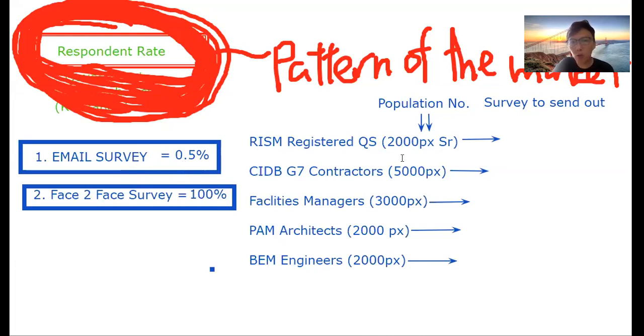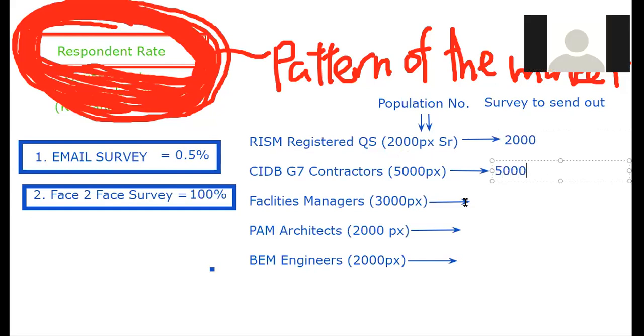Some people say, I got 2,000, so how much shall I send out? Can I just send 1,000? My answer is yes, you can send 1,000, but then you just wait for the response. Because you already know the email survey response is 0.5%. So how much do you send out? As much as you can, okay? 2,000, 5,000, as much as you can.